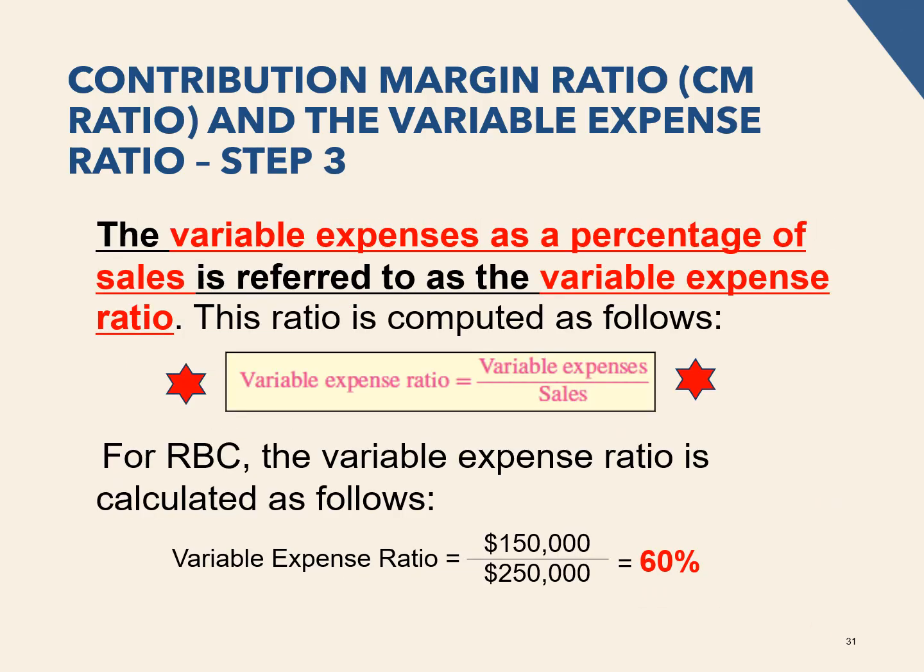The variable expenses as a percentage of sales is referred to as the variable expense ratio. This ratio is computed as follows. You take variable expenses divided by sales, then you will get the variable expense ratio. For Racing Bicycle Company, the variable expense ratio is calculated as follows. You take $150,000, which is the variable expenses for this company, divided by $250,000, that is the total sales. You will get 60%, that is the variable expense ratio.